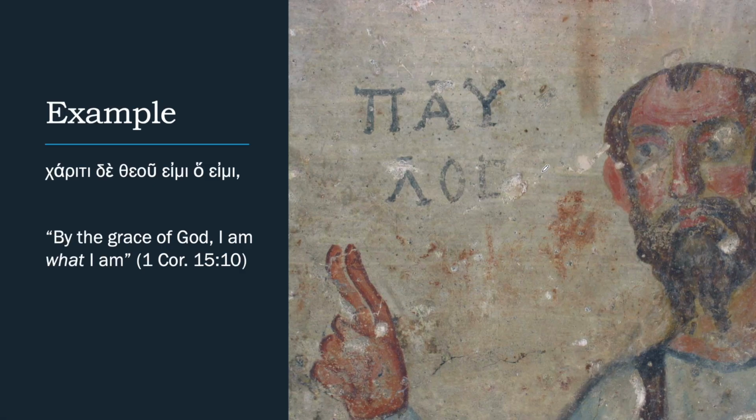And finally, Paul's famous words in 1 Corinthians 15. Chariti de theou eimi ho eimi. What a wonderful expression here. Chariti, by the grace of God. So this is a dative. By the grace of God, I am what I am. He uses a neuter here, a neuter nominative singular, and I always wondered why he did this. I am what I am. He didn't use who, he didn't go hos, which was masculine. He didn't go who I am. He said what I am.